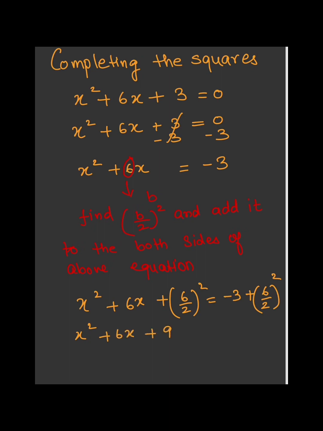You will see that it will give us 9, because 6 over 2 is 3 and 3 squared is 9. So you will add 9 on both sides. Now, if you see this carefully, we can convert the left side expression into a special product factored form: x plus 3 whole squared equals 6.